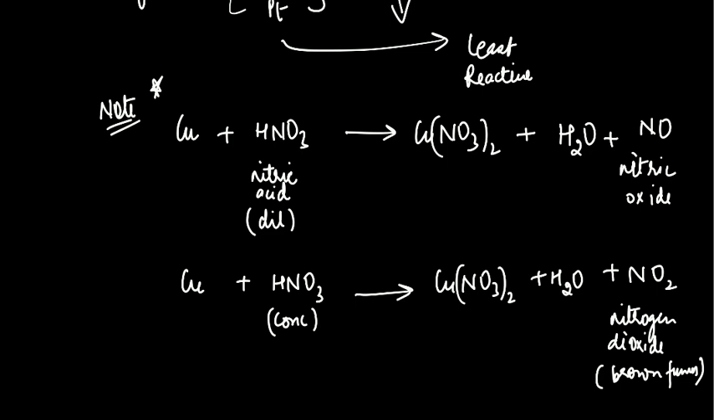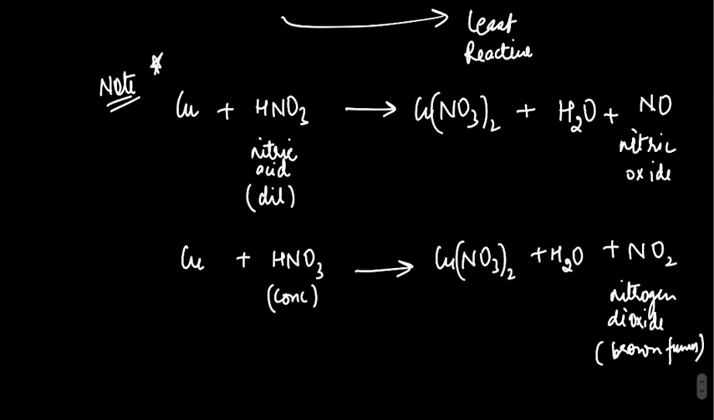Copper is a metal. Metals reacting with nitric acid will give you a salt, and we know when metals react with acids, they will give you salt and hydrogen gas is released. But in this case, if you can see, water is getting released. Now, what will happen over here? Since nitric acid is a very strong oxidizing agent, it oxidizes hydrogen into water.